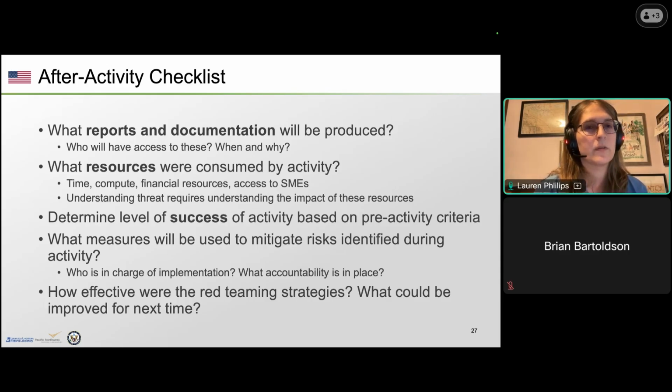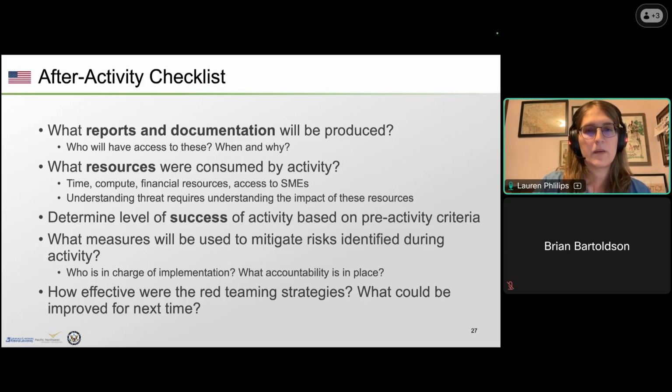So we also want to document the resources that were consumed by the activity. This gives us a sense not just of how much money we spent on a red teaming activity, but how many resources an adversary would need in order to be successful. So this is very important as we think about the risk that's associated. Again, we'll determine the level of success based on the criteria we created at the beginning of our planning.